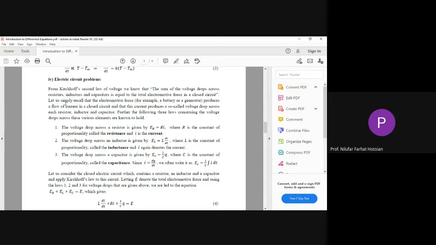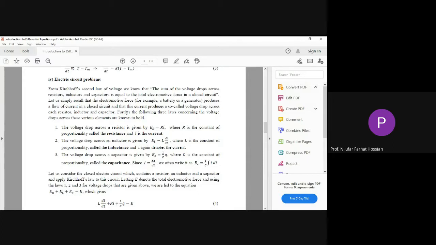Let us simply recall that the electromotive force, which may be coming from a battery or generator, etc., produces a flow of current in the closed circuit, and that this current produces a so-called voltage drop across each resistor, inductor, and capacitor. So this is coming from physics. If you want to know the details, please have a look into the electricity chapter of a physics book.